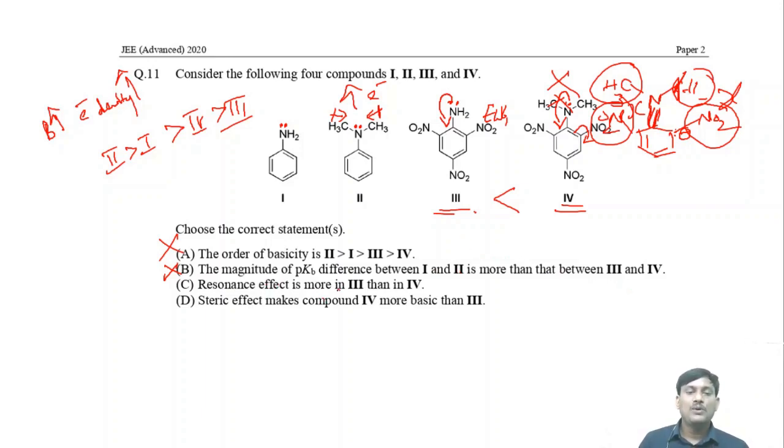Resonance effect is more in 3 than in 4. In this case, there is a more resonance effect due to delocalization of lone pair of electrons. Here, there is no delocalization of lone pair of electrons. So that's why there is a decrease in basicity. And steric effect makes compound 4 more basic than 3. Already I have explained. Due to steric repulsions between these two and these two groups, there is no participation of lone pair of electrons. So which are correct? C and D are correct options.